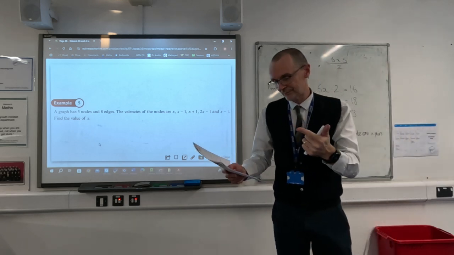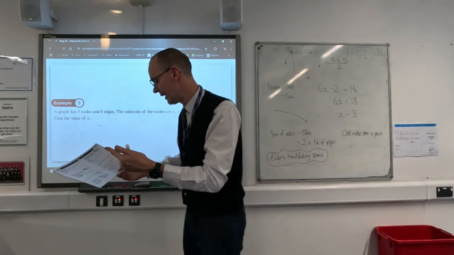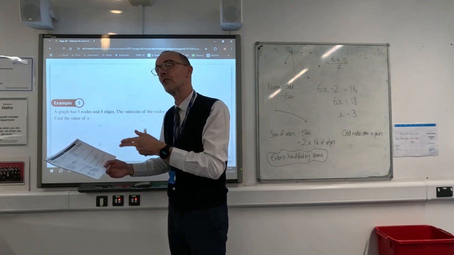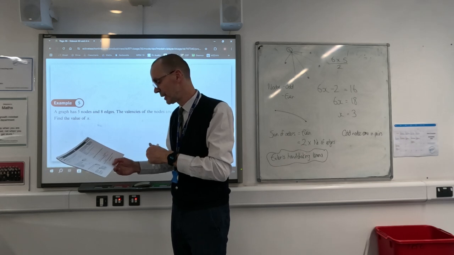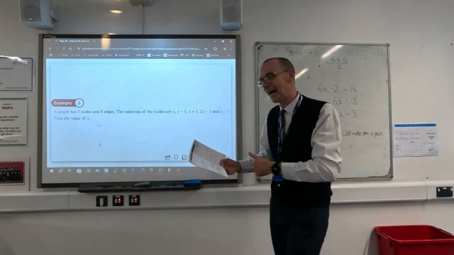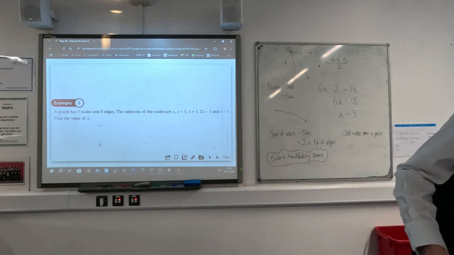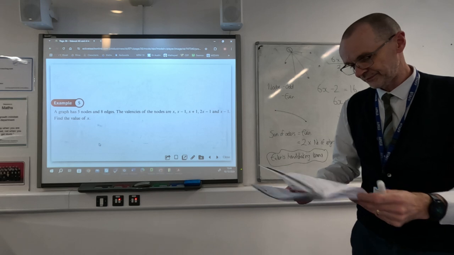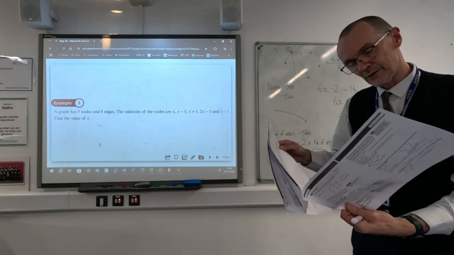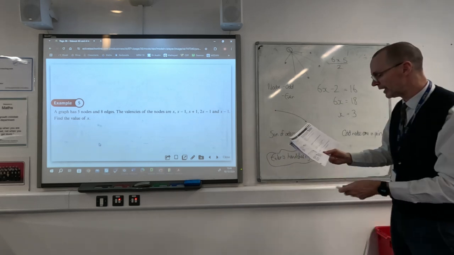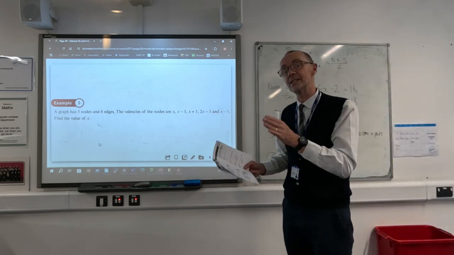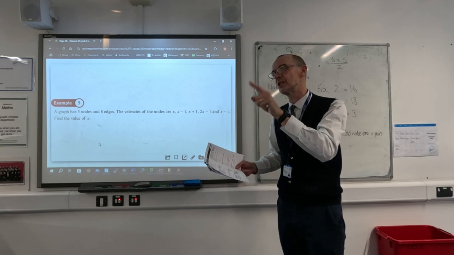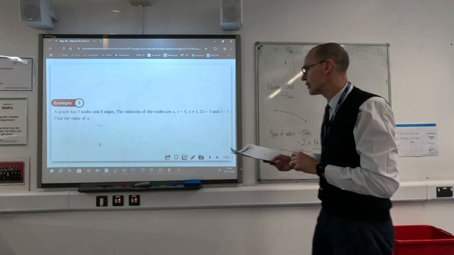A loop is a term you need to understand, and that's just an edge that starts and finishes at the same place. And a simple graph is a graph where there aren't any loops. So we've got a connected graph and a simple graph. In addition to those terms, we've got complete. A complete graph is one where every node is connected to every other node. Okay?